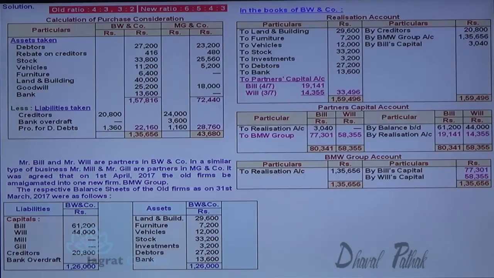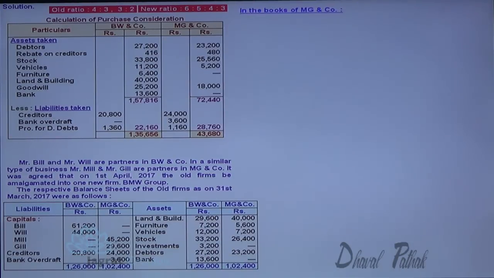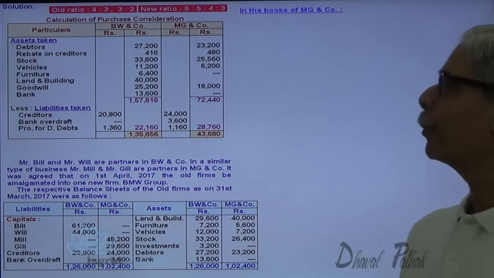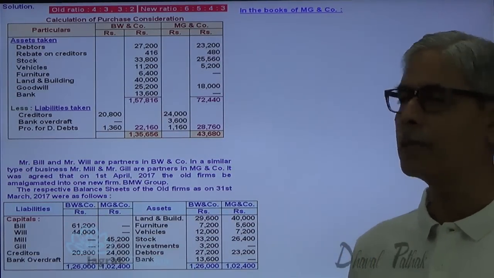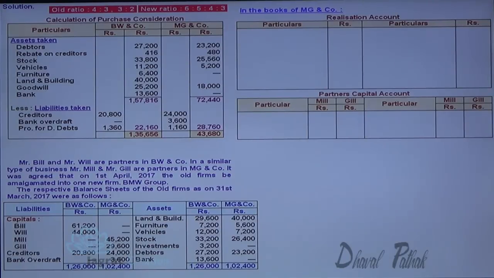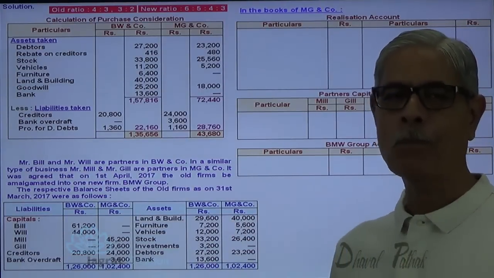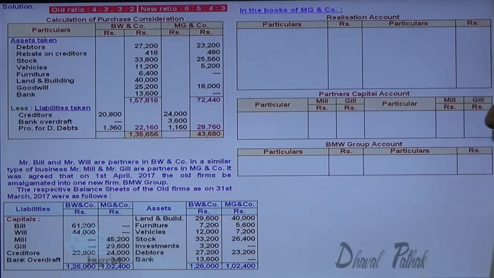Now same way, I want to prepare the ledger accounts in the books of MG company. Now this is the company for which I want to prepare ledger accounts. Here also I am going to prepare realization account, partners capital account and the purchaser firm account. So this is my realization account. This is partners capital account, BMW group. Now first step is to copy the balance sheet. All assets to be realized are transferred to the debit side of realization account.